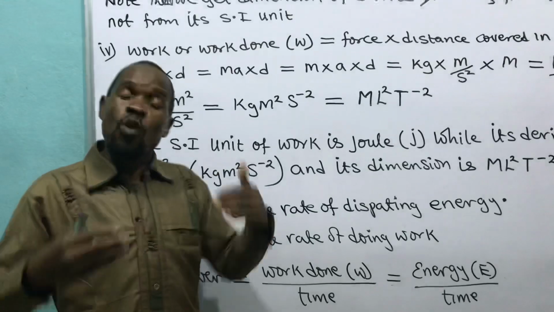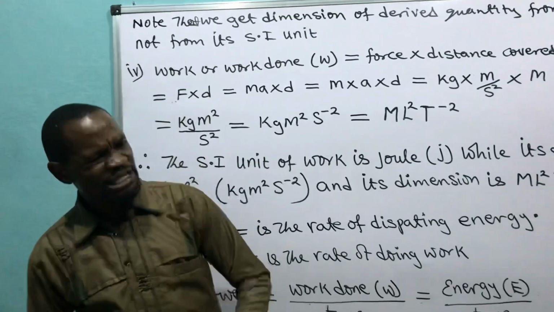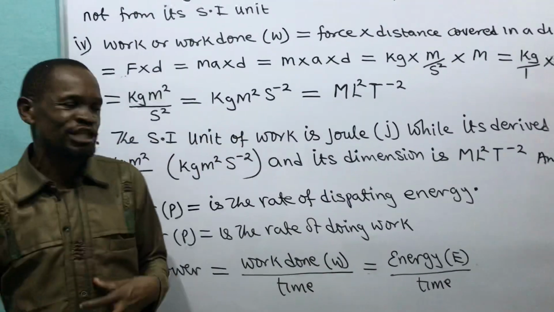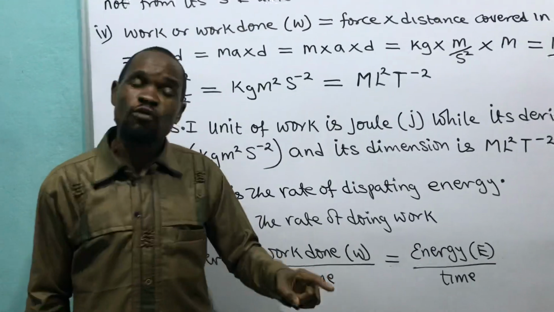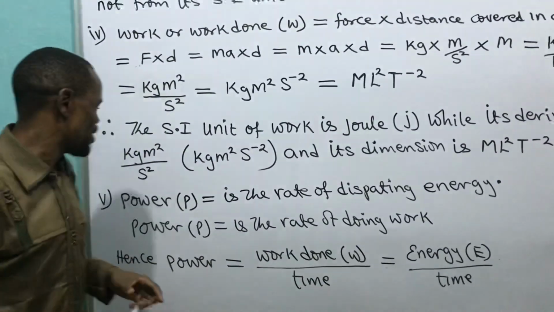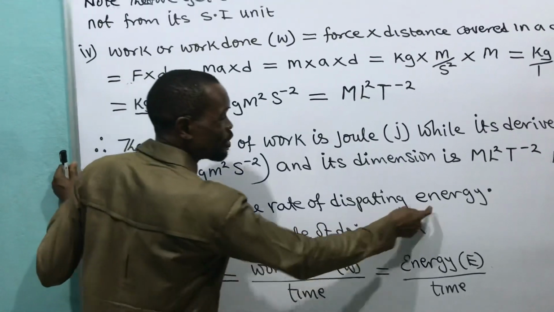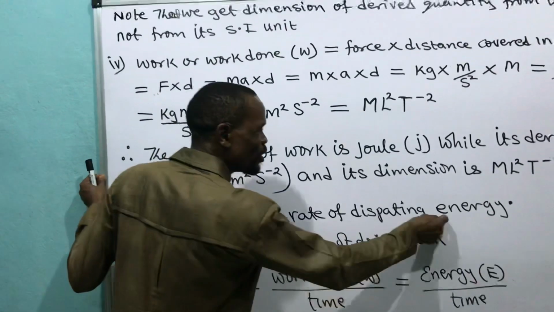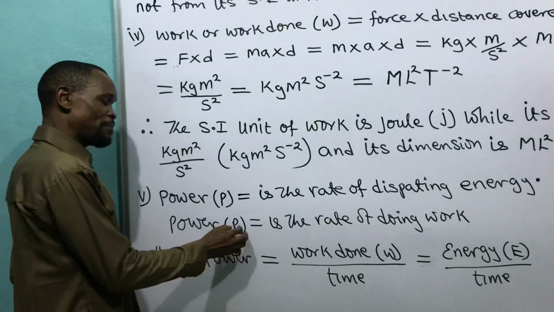When we talk about work, we are talking about energy possessed. When we are talking about energy possessed, we are talking about work to be done with that energy. Therefore, we say that the unit of energy and the unit of work done are the same. And when I say that power is the rate of displacing energy, the way we represent power is P.